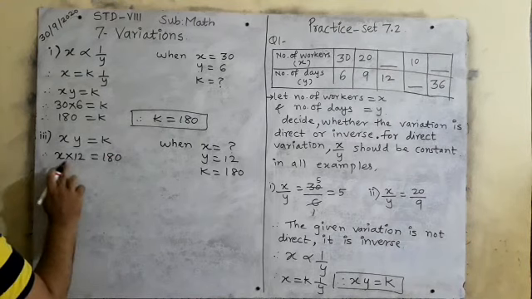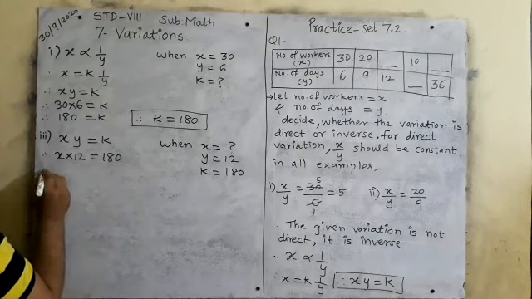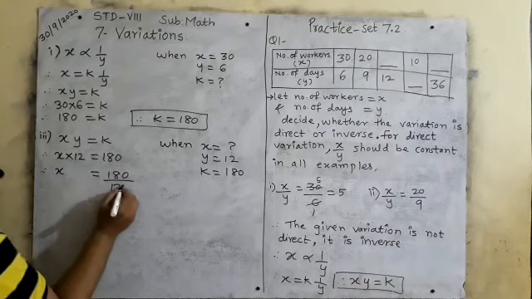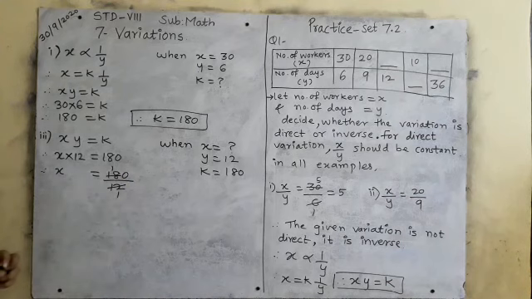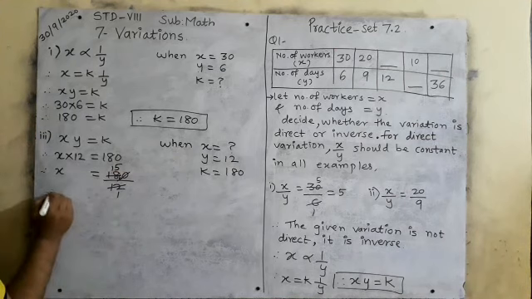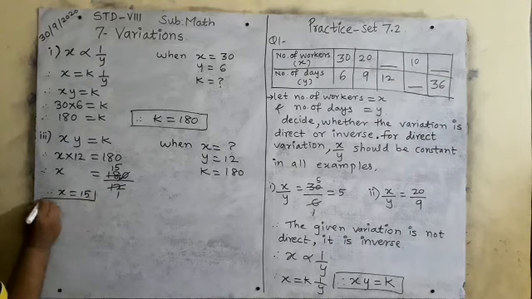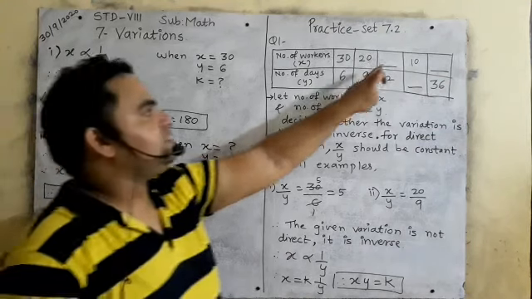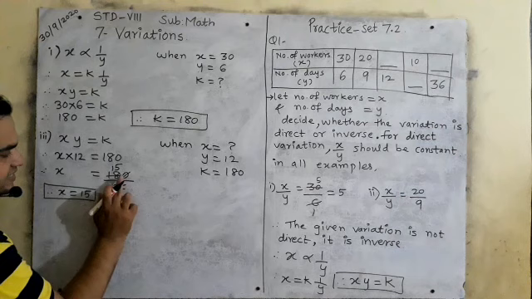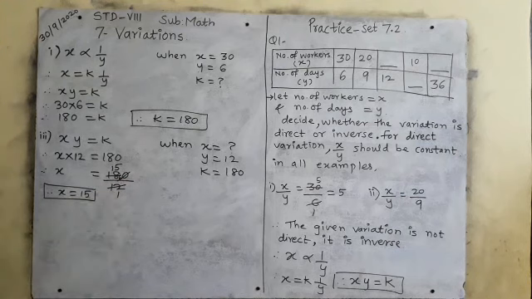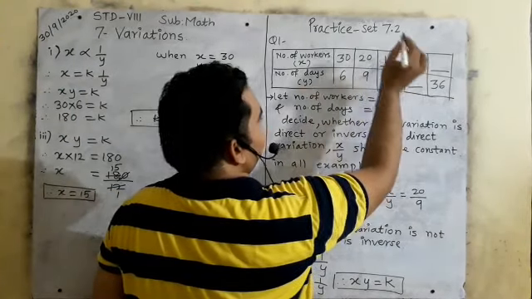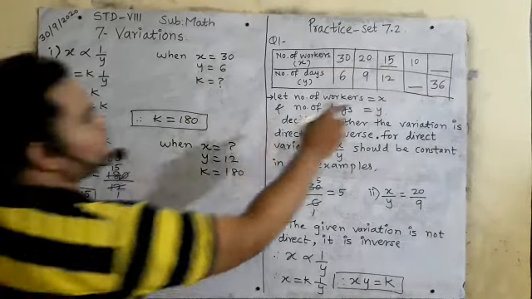Now this 12 is in multiplication form, so it will go there in division form. x is equal to 180 upon 12. 12 ones are 12. How much remains? 6. 12 fives are 60. Therefore, x is equal to 15. Is it clear? How? 12 ones are 12, 6 remains, so 12 fives are 60. Now x is equal to 15, so here I will write 15.